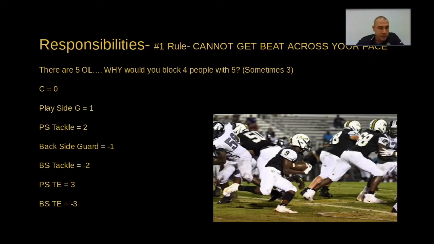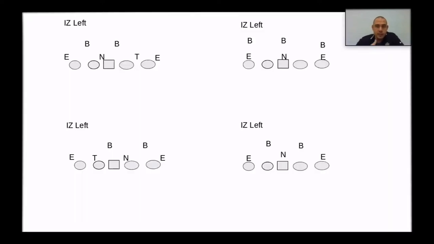All right. I think it's pretty simple, pretty straightforward. I'll show you what it looks like here in a second when I put these formations up. And then I'll show you some clips of what it looks like here in just a minute as well. All right, so let's pretend these are our fronts, all right? We're going inside zone to the left in all four of these just to make it easy so you can see what it looks like.